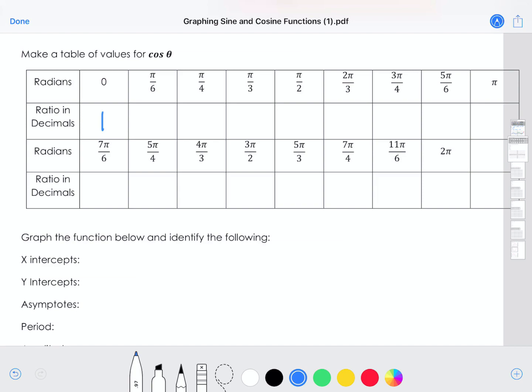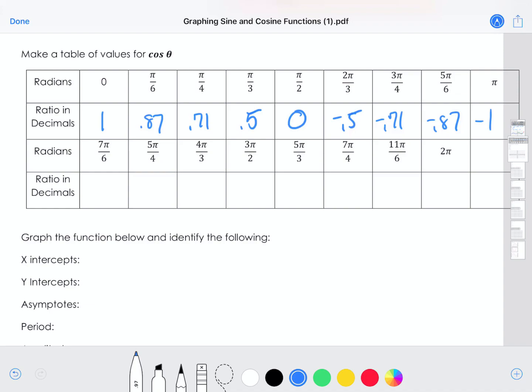At pi over 6, that would give me the square root of 3 over 2, which is approximately 0.87. Then at pi over 4, that's going to be approximately 0.71, which is the square root of 2 over 2. At pi over 3, we get a half. At pi over 2, my x value at that terminal point is 0. At 2 pi over 3, that's negative 0.5. At 3 pi over 4, that's negative 0.71. At 5 pi over 6, that is negative 0.87. And at pi, that's a negative 1.